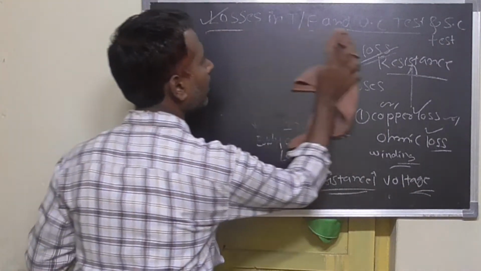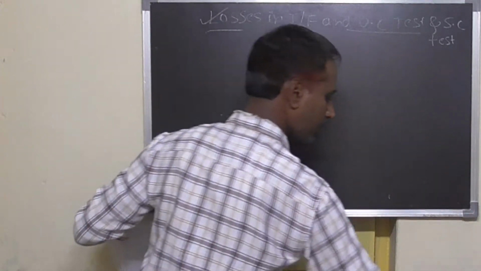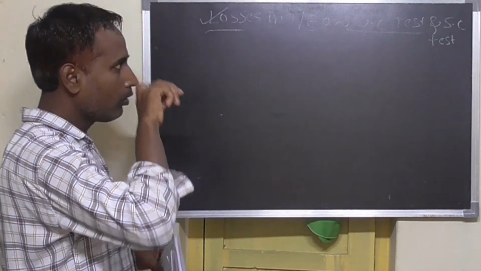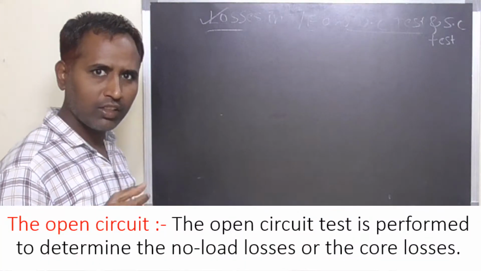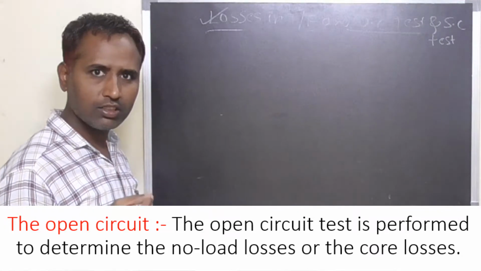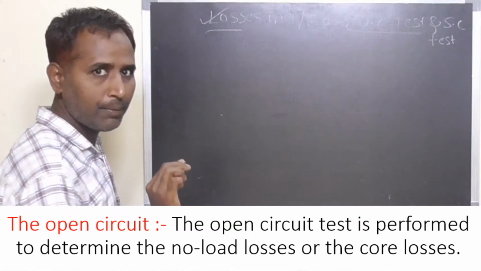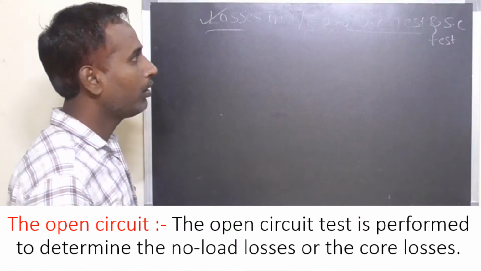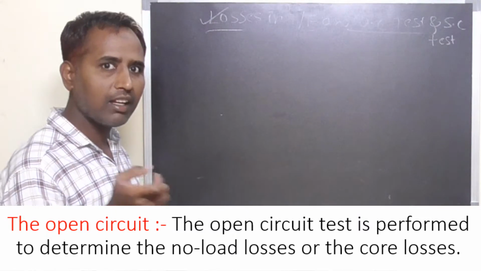Okay. I will start the open circuit test. So in open circuit test, what is the purpose of open circuit test? To find out the iron losses. Iron losses means hysteresis loss and eddy current loss. This is the purpose. So which meter is used to find the iron losses?